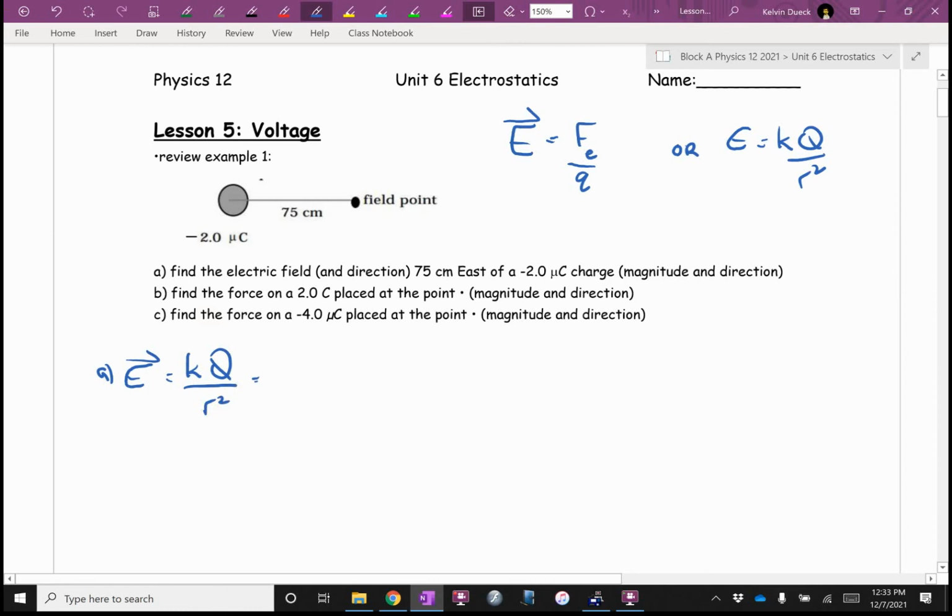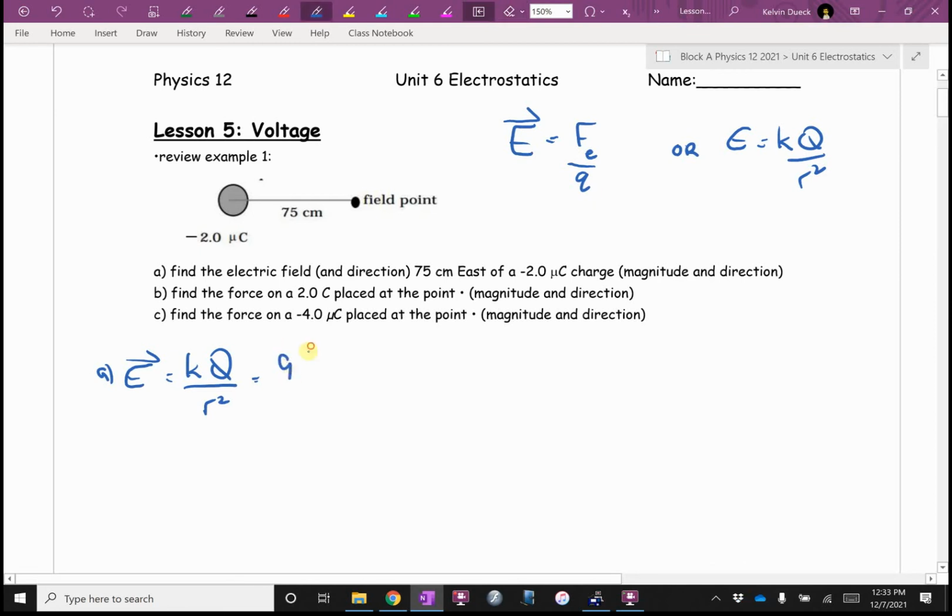How would I know the other one, Mr. Duke? Oh, if they said a test charge feels a force of blah, blah, blah, what's the electric field? And you would say, oh, it's the force divided by the charge. That tells me the magnitude of the electric field.